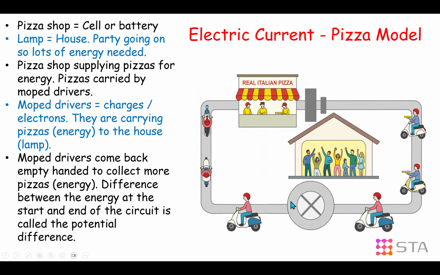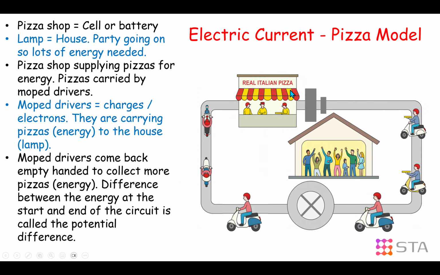Over here, we have a lamp. A lamp is a little bit like a house. There's a party going on in the house, so lots of energy is needed. Where's the energy going to come from? It's going to come from pizzas from the pizza shop, which is the cell or the battery. The pizza shop supplies pizzas for energy, and the pizzas are carried by the moped drivers. The moped drivers carrying the pizza or energy are the actual charges or electrons. These moped drivers whiz around the roads.